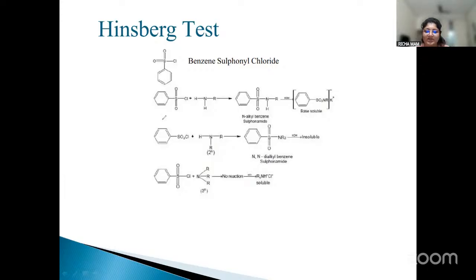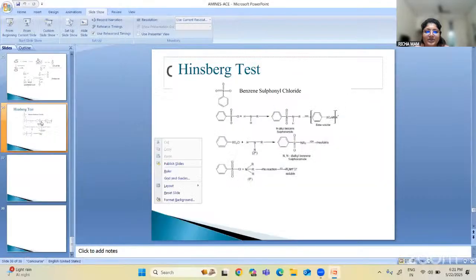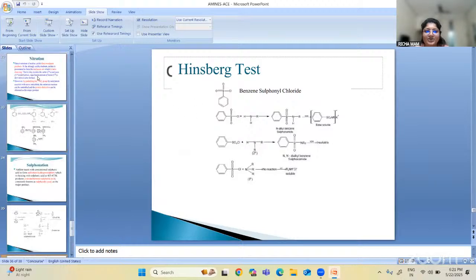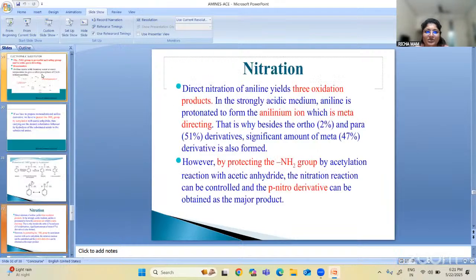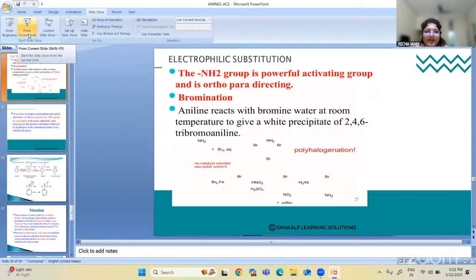Next, we are going to see about the electrophilic substitution reaction. So what do you mean by electrophilic substitution reaction?